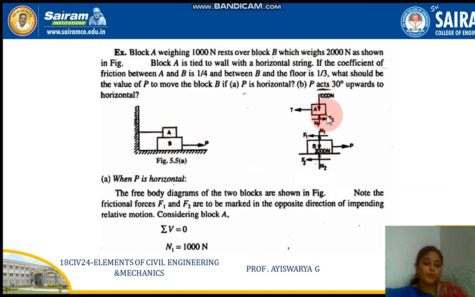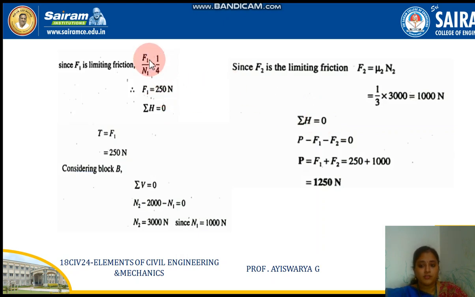Using the block, T is equal to F, but F is equal to mu into N1. Mu is nothing but 1/4. This is the coefficient of friction formula: mu is equal to F by N. Using that you can resolve it and get 1/4 of N1, which is 250 Newton. So F1 you can easily get, and T is equal to F1, so T you will also get very easily.